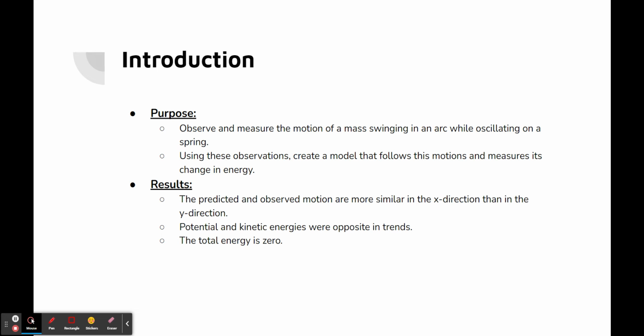And this preview of the results is that the predicted and observed motion are more similar in the x direction than the y direction. The potential and kinetic energies were opposite in trends, and the total energy is 0.